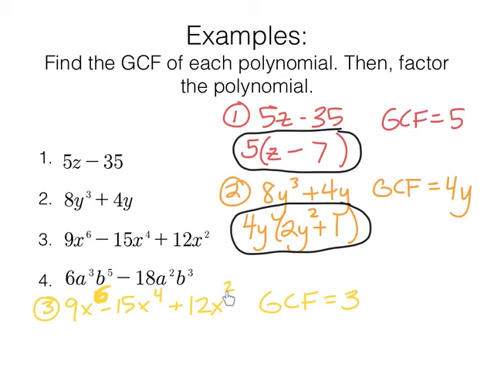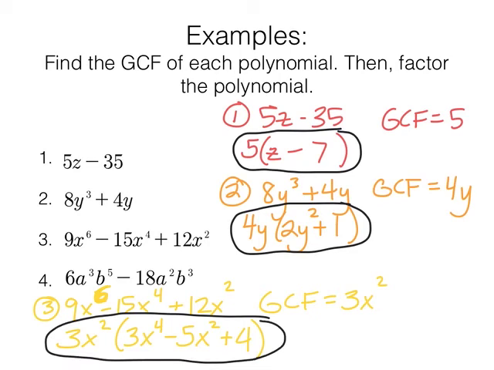X to the 6th, x to the 4th, x squared. The largest exponent they all have in common is 2, so x squared is in my GCF. Put it out front. Inside is what you would get if you divide every term by 3x squared. 9 divided by 3, 3. x to the 6th divided by x squared, x to the 4th. Minus 15 divided by 3, 5. X to the 4th over x squared, x squared. Plus 12 divided by 3, 4. X squared divide off an x squared, no x squared in the answer. So at that point, I can move my parentheses over, and that is the correct answer for number 3.